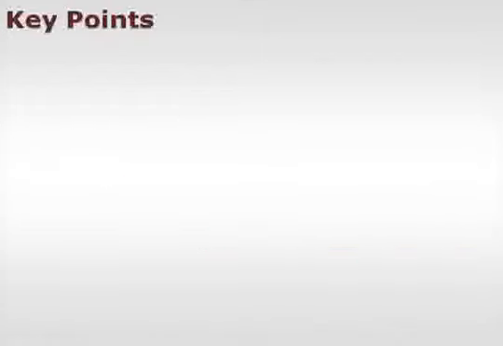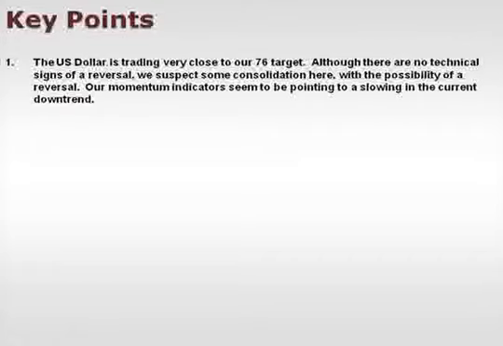Okay, let's review our key points. First of all, the US dollar is trading very close to our 76 target. Although there are no technical signs of a reversal, we suspect some consolidation here with the possibility of a reversal. Our momentum indicators seem to be pointing to a slowing in the current downtrend.